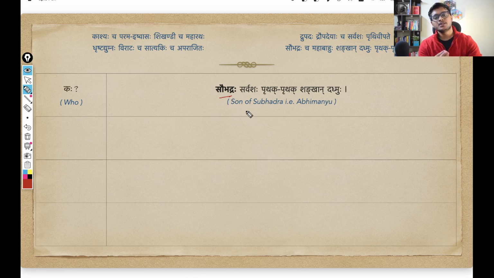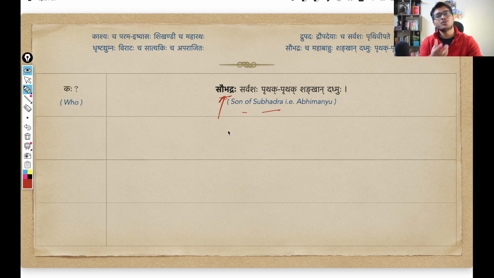Saubhadra simply means son of Subhadra. And who was the son of Subhadra? It was Abhimanyu. Abhimanyu was the son of Arjuna and his wife Subhadra. So Saubhadra, he blew his respective conches, just like everyone else did. This Saubhadra, I hope you remember this. We encountered this word very early on in the beginning shlokas of Bhagavad Gita.